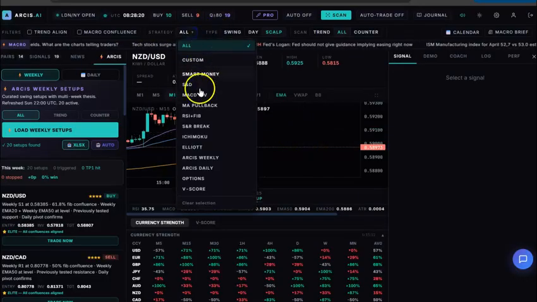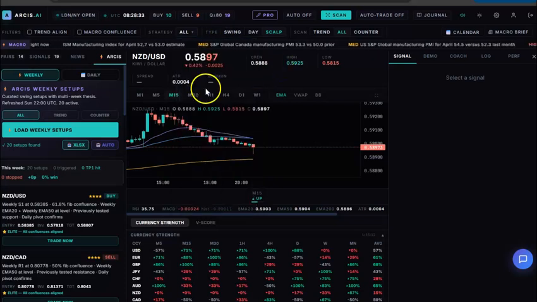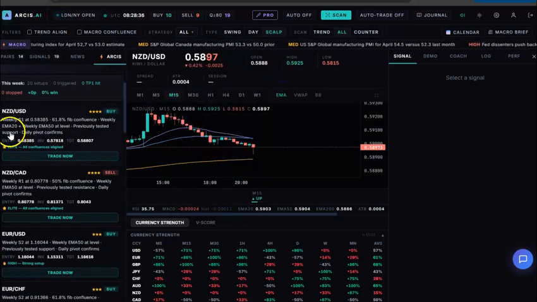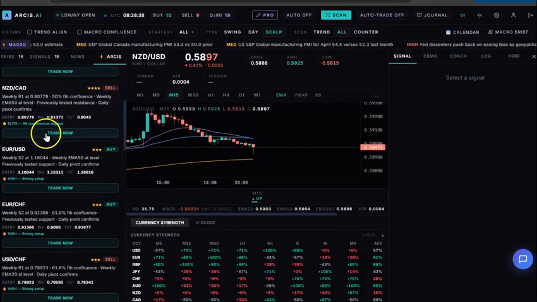Up here we have the different strategies. So I select all, and when you have all selected, it actually scans all the different strategies, time frames, trends, and comes up with as many confluences as possible to give these kind of setups here. So it gives elite setups.